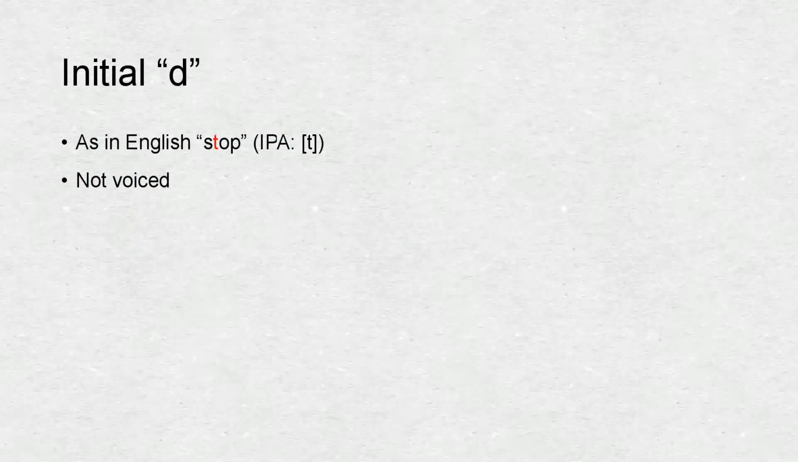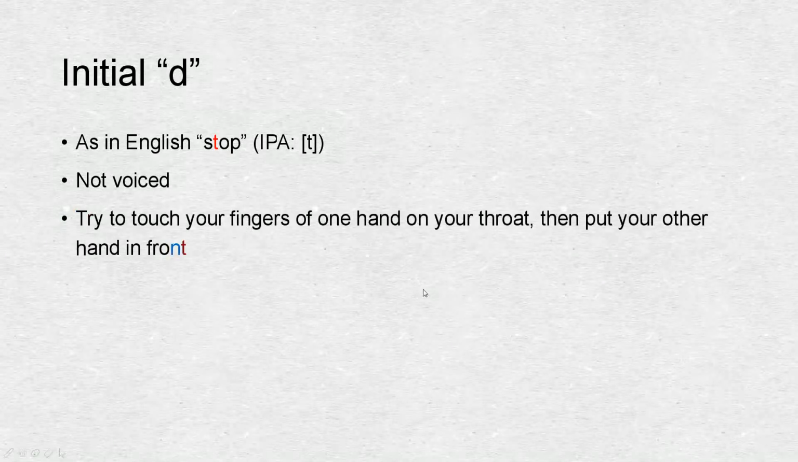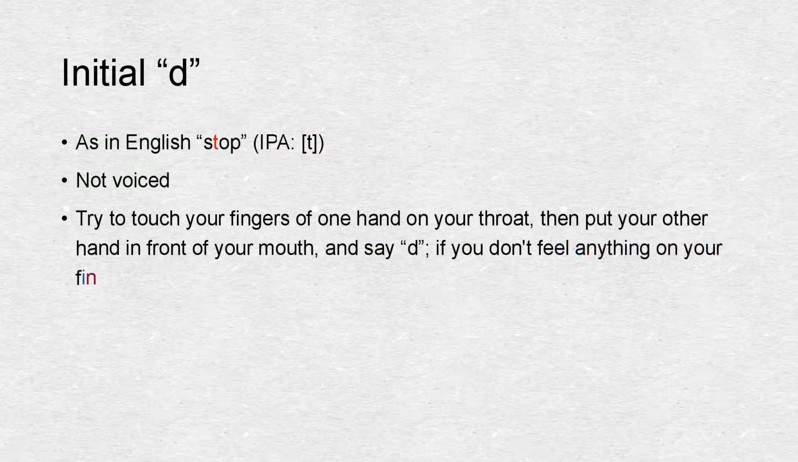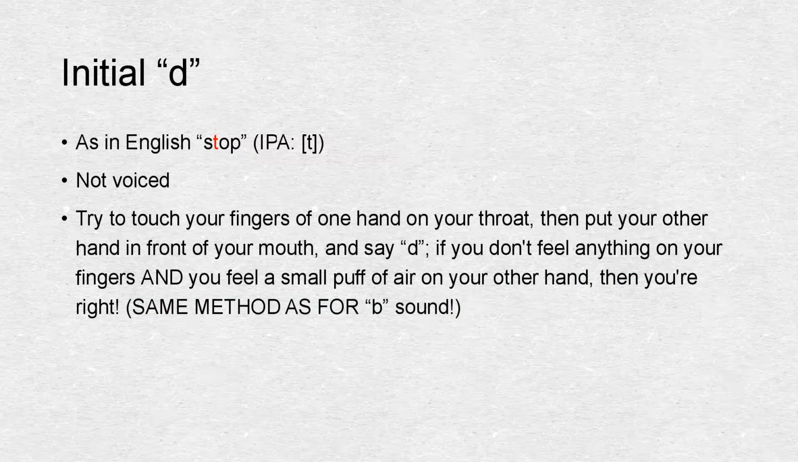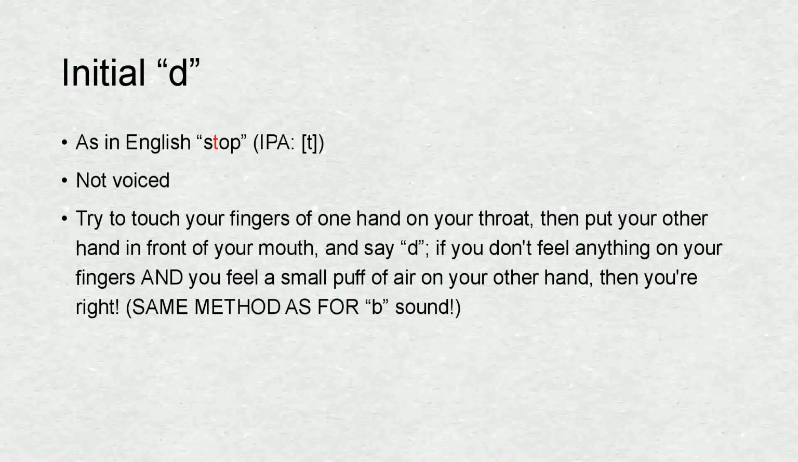So the initial "d" is equal to the T in the word stop, but it is not voiced at all. So you might be wondering, how should I pronounce this correctly? So try to do this. Do the exact same thing as if you are dealing with a B sound. But instead of saying B, you say D, D, D. So if you don't feel anything on your fingers, and you feel a small puff of air on your other hand, then congrats, you're right.